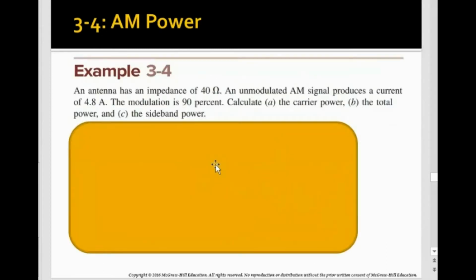So now it is your turn to try a few examples. In this example, we have an antenna which has an impedance of 40 ohm. An unmodulated AM signal produces a current of 4.8 ampere. The modulation is 90%. Calculate the carrier power, the total power, and the sideband power. So I give you 2-3 minutes. You solve this, and then I will show you the calculation and the answer.